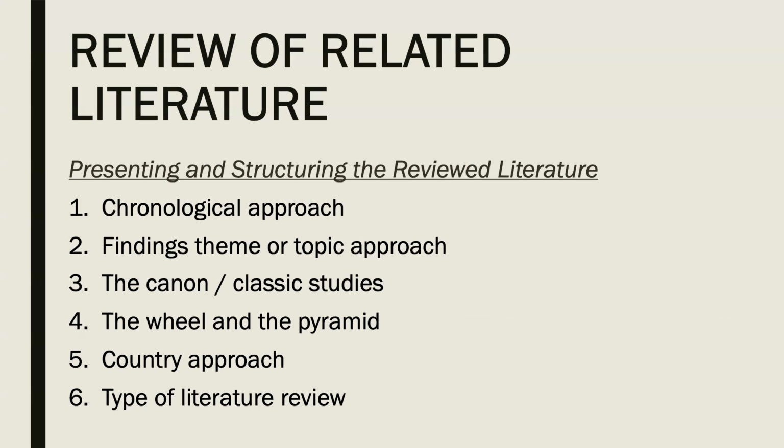Now, here we'll see how we are going to present and structure our review of related literature. There are actually six ways on how we can present and structure our literature. The first one is the chronological approach. This is according to dates of publication of your research. You could actually do several different ways to chronologically present your literature.